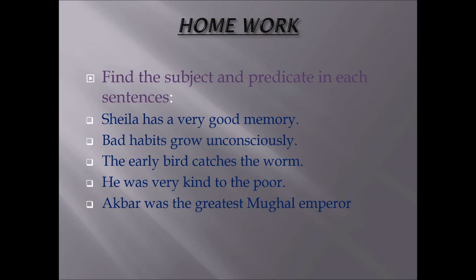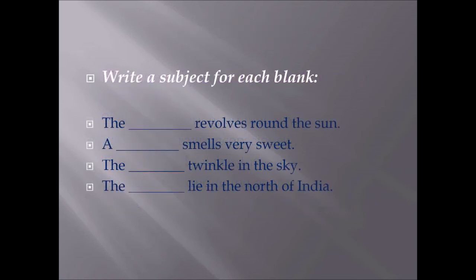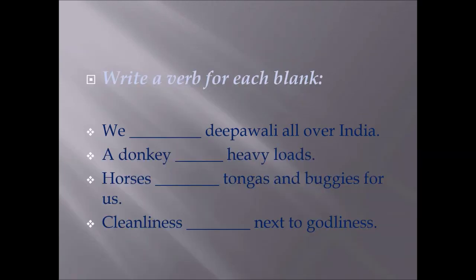In these sentences, you may find the subject and predicates. Write the subject in each blank. First, the dash revolves around the sun. Second, a dash smells very sweet. Third, the dash twinkle in the sky. Fourth, the dash lie in the north of India.